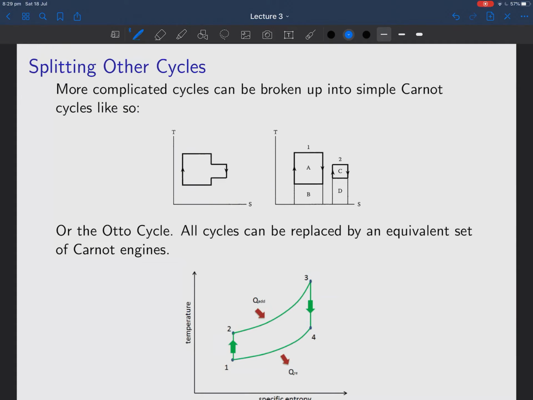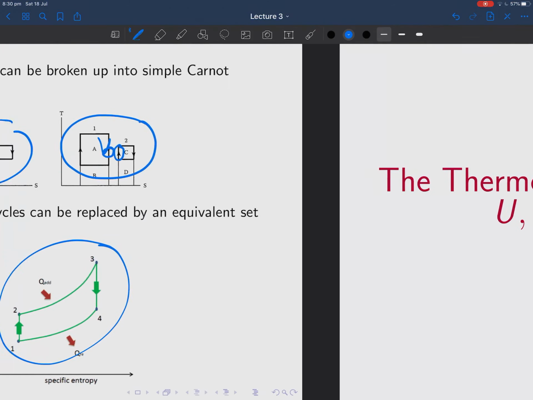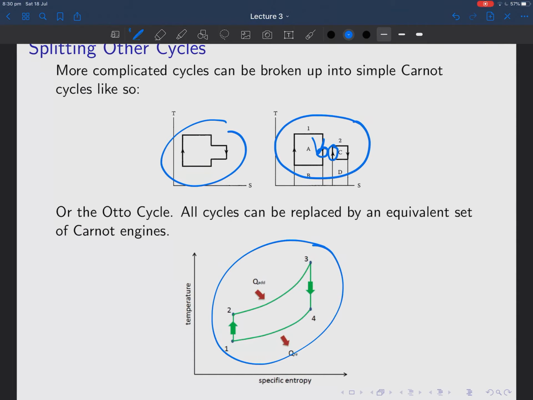Now, you can take more complicated cycles which are not Carnot cycles and break them up into Carnot cycles. So this one, for instance, you can break up like that, okay, because this section of thing here basically cancels. You've got one going down, one going up, and they'll cancel out. So anything you can break up into Carnot cycles. You can even break up something which has curved sections just by doing lots and lots of infinitesimal Carnot cycles. So the Otto cycle you can break up into Carnot cycles as well. On the temperature entropy diagram, you can draw the Otto cycle and calculate the efficiency by looking at all the different little Carnot cycles if you wanted to.